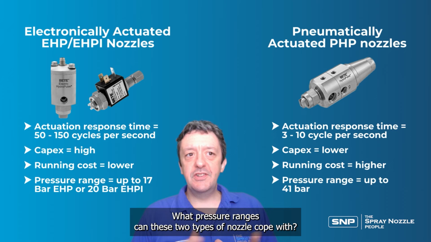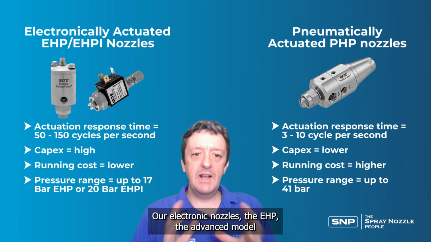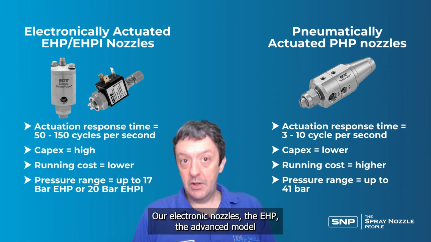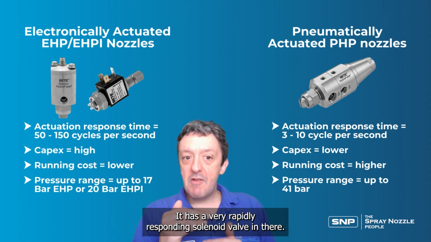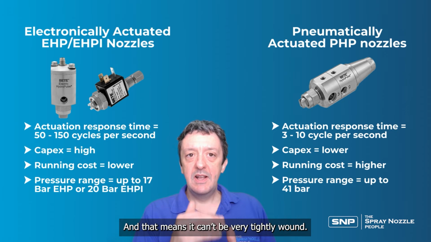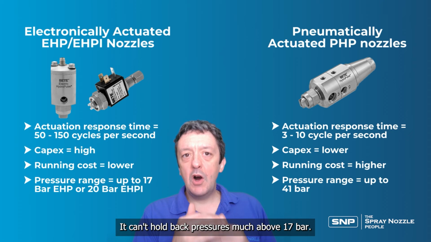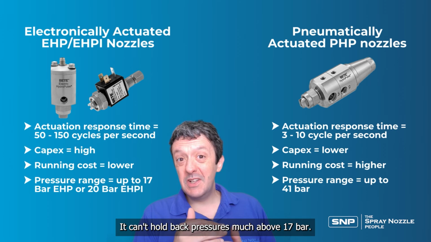So what pressure ranges can these two types of nozzle cope with? Our electronic nozzles, the EHP, the advanced model, can cope with up to about 17 bar of fluid pressure. It has a very rapidly responding solenoid valve in there. That means it can't be very tightly wound. It can't hold back pressures much above sort of 17 bar.